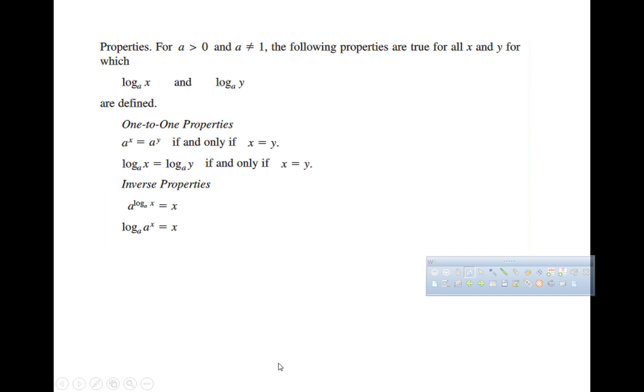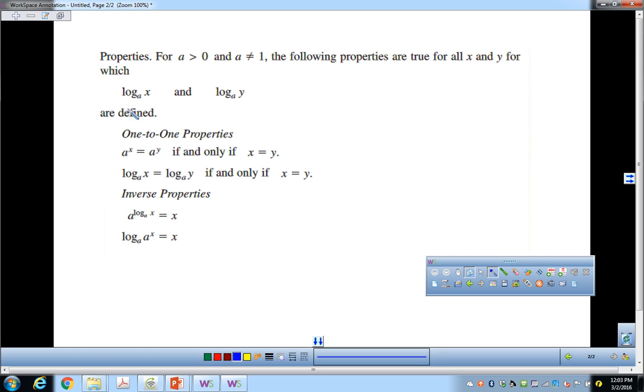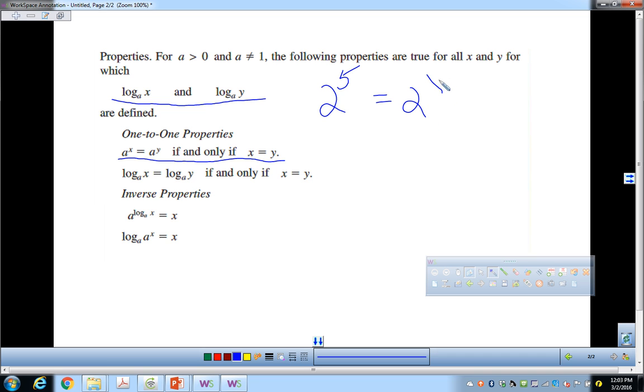Okay? So all of solving exponential equations is based on these two properties. If a to the x equals a to the y, that means that x must be equal to y. So for instance, if I know that 2 to the 5th is equal to 2 to the x, what's x equal to? X is equal to 5, okay? This is stuff you don't want to write on the whiteboard yet. This is more like notes, okay?